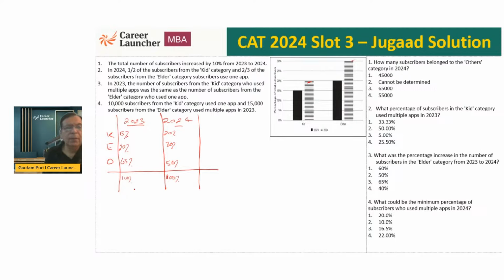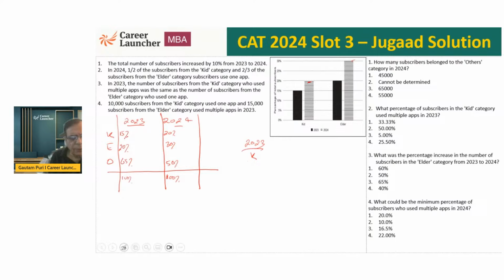Okay, perfect. So this is what we need. And what is the other thing we'll need? For 23 and 24, we need to find how many kids and elders are using multiple apps and single apps. So let's look at that alongside. Let's make a table for that as well. So we have kids, we have elders, in 2023.